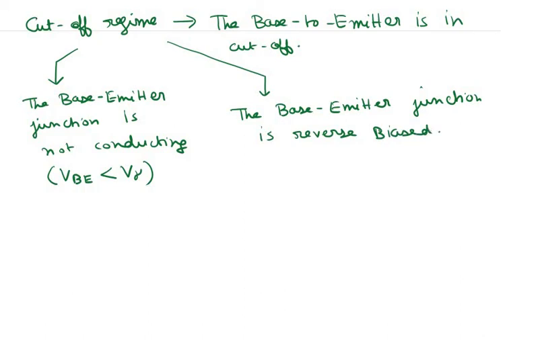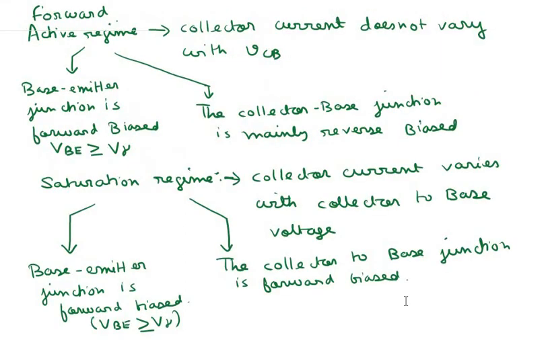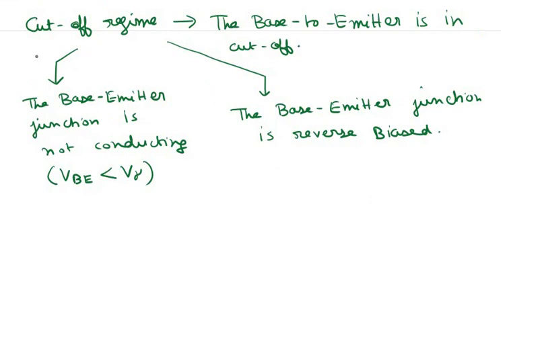Then we may have a fourth regime. So this is regime number 1, which is the forward active regime. This is regime number 2, which is the saturation regime. This is regime number 3, which is the cutoff regime. And then we have regime number 4, which is known as the inverse active mode or the reverse active regime.